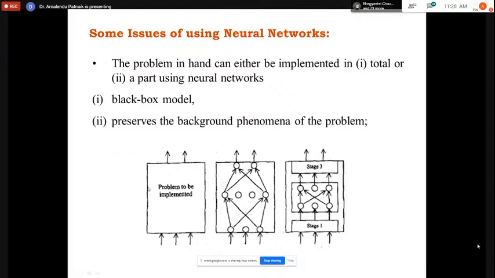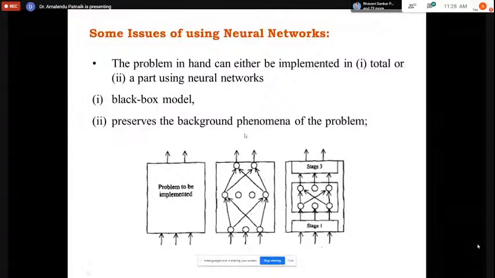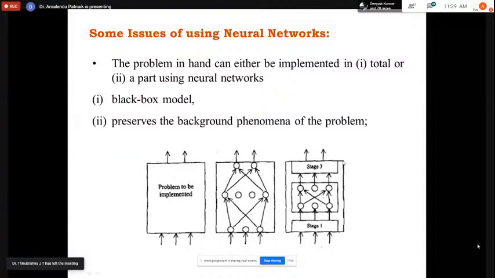So the entire problem can be implemented in neural network, or there are situations where for a part of that problem, you develop a neural network and other parts can be used as it is. Right? So in both ways, neural networks can be used to solve antenna problems. You can find some problems implemented entirely using neural networks. Some problems, a part of that has been implemented in neural networks.